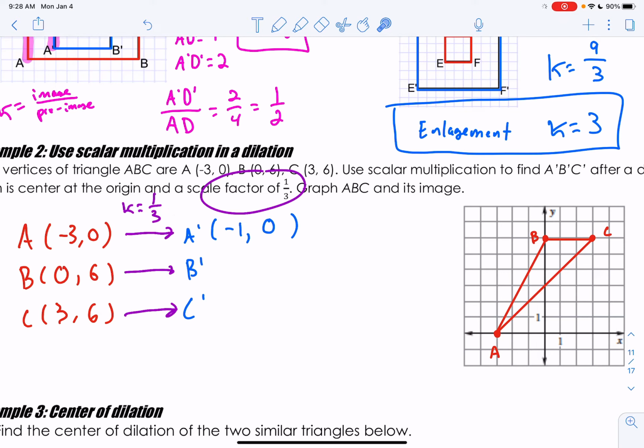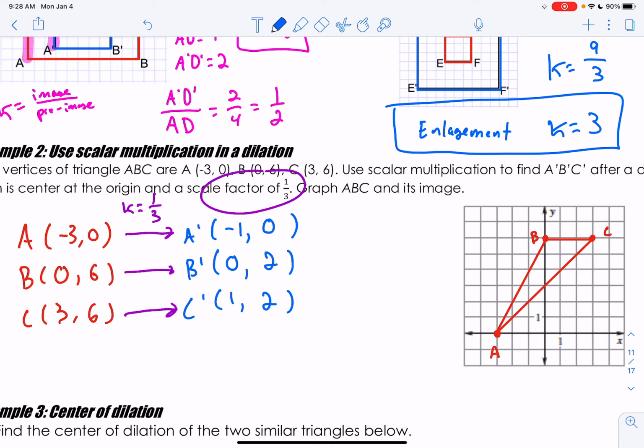Keep going. 1/3 times 0 is 0, so that's my x coordinate for B prime. 1/3 times 6 is 2, so 2 will be my y coordinate in B prime. And then for C, 1/3 times 3 gives me 1. And lastly, 1/3 times 6 gives me 2. So these are the coordinates for my image.